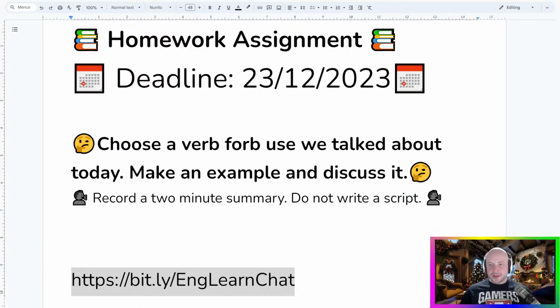Can you say you should try to eat fish? Yes. And you can say you should try eating fish. So you should try eating fish is like try it and see if it helps. And you should try to eat fish means you should try it and see if you can do it.